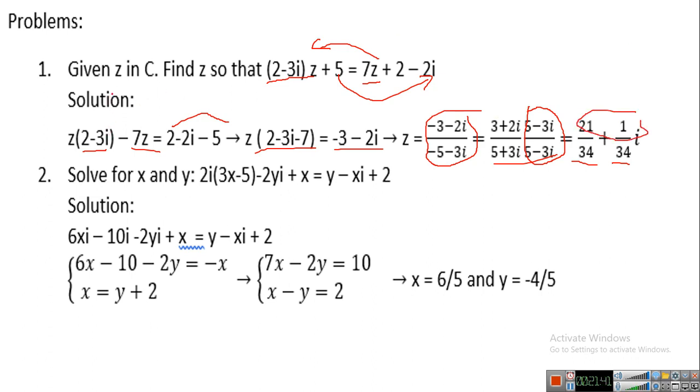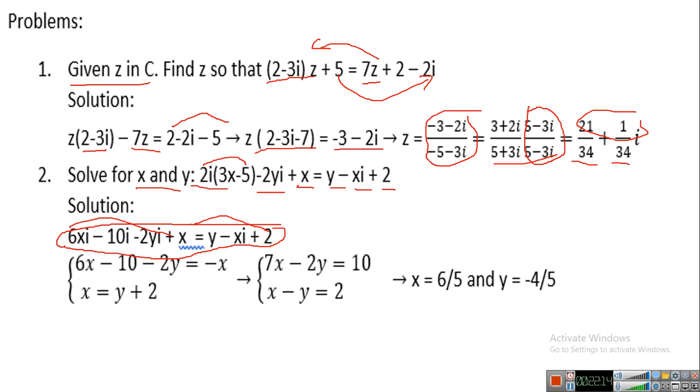Solve for x and y. Here they didn't say that x and y are complex. Here they said z is a complex. So what do we do? We expand, as you can see, 6ix minus 10i minus 2yi plus x equals y minus ix plus 2. The two sides are equal since we have complex. This is a complex number and this is a complex number. Two complex numbers are equal when real equals real and imaginary equals imaginary.